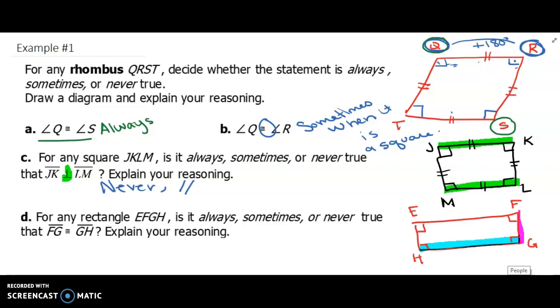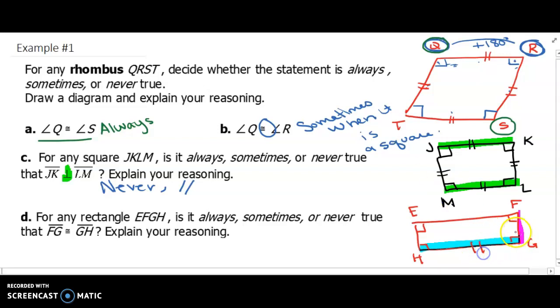All right, I've gone ahead and drawn a rectangle, and I've highlighted FG and GH, which were the 2 in question. So is it always, sometimes, or never true that FG, which is right here highlighted in purple, and GH, which is highlighted in blue, are congruent? Explain your reasoning. Well, in a rectangle, usually they're not, but they can be.